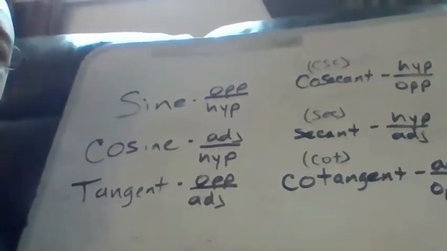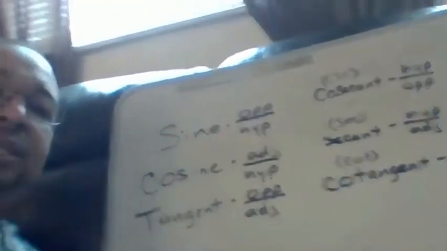So y'all just remember these ratios: sine, cosine, and tangent, cosecant, secant, and cotangent. Again, hopefully this helped. Okay, I wish you all success.